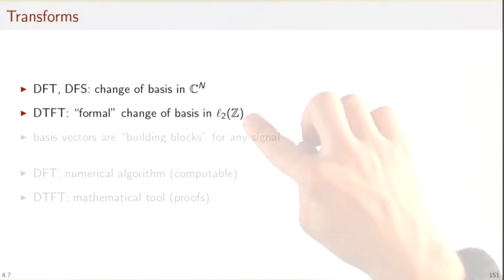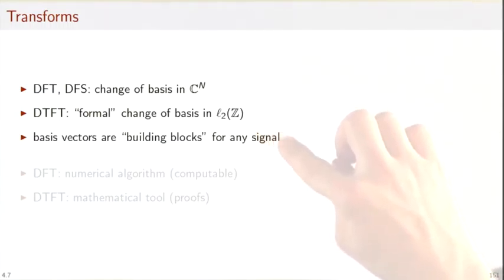The basis vectors are building blocks for any signal, so we can write a signal as a linear combination of basis vectors. In the case of the DTFT, this is formal because the index for the DTFT, which is frequency omega, is uncountable, so we don't have a countable basis. Yet the intuition we have from the DFT or the DFS carries over in that sense to the DTFT, as we have seen in the preceding submodule.